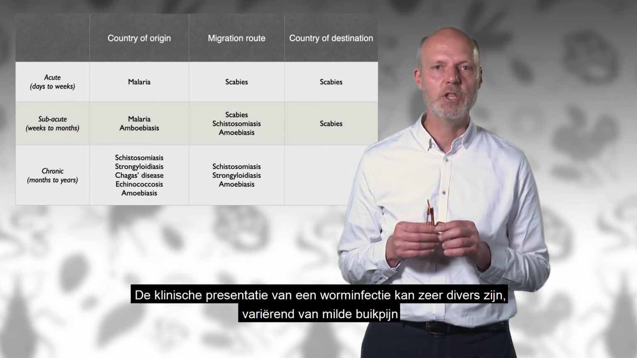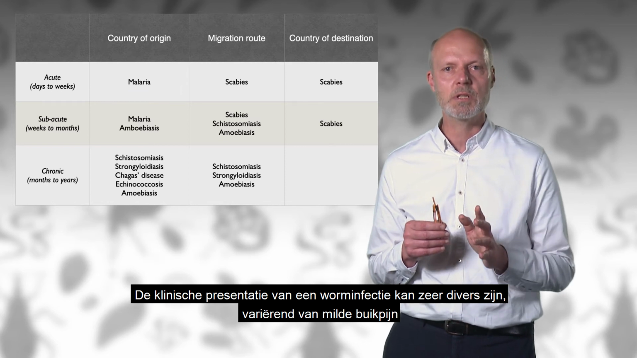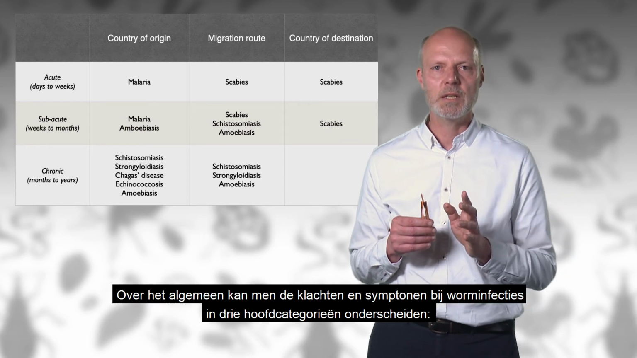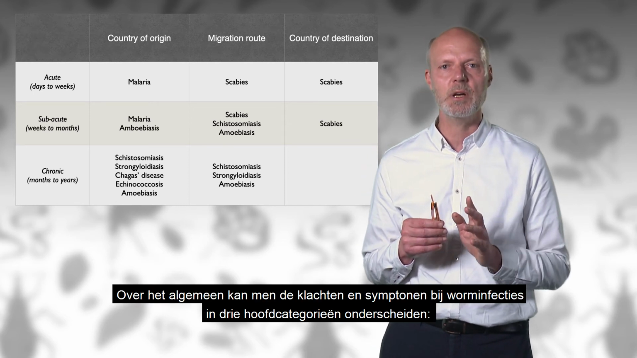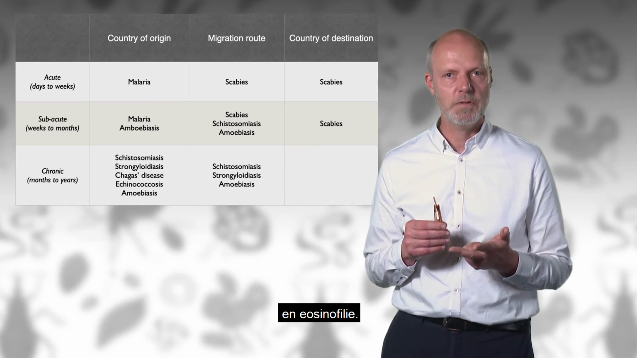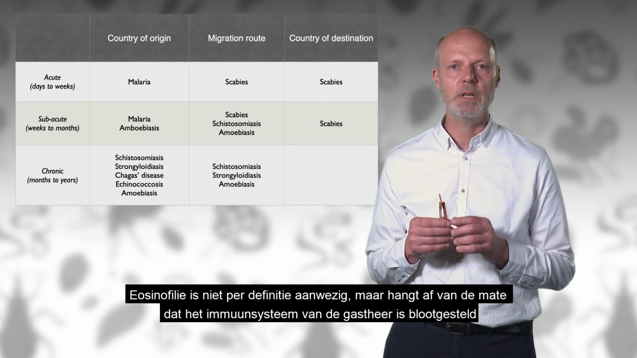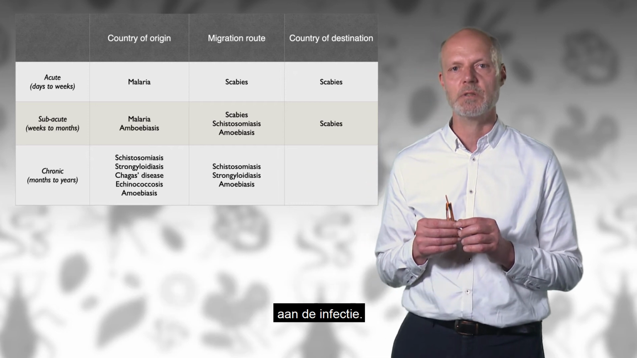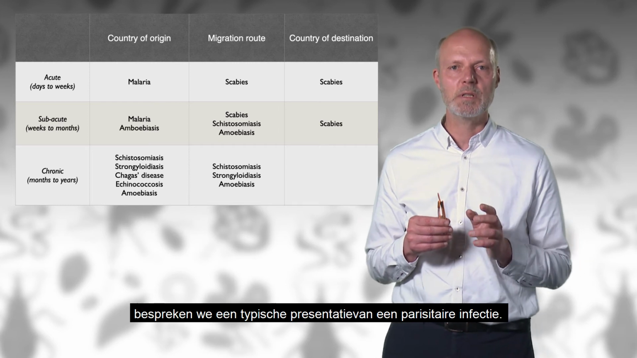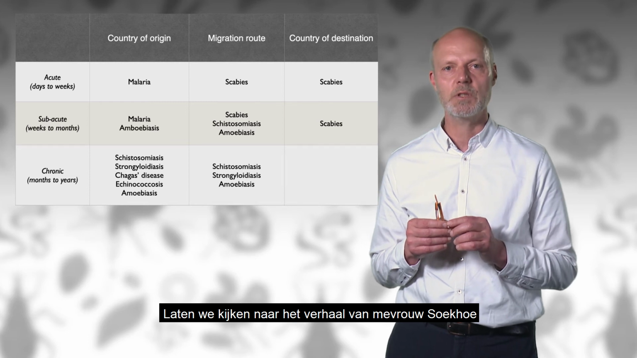The clinical presentation of a helminth infection is highly variable, ranging from mild abdominal discomfort to severe septicemia. In general, one can distinguish three main categories of signs and symptoms: abdominal pain, itchy skin rash, and eosinophilia. Eosinophilia may or may not be present depending on the level of tissue exposure to parasite antigens. In the remaining part of this video, we will discuss a typical presentation of a parasitic disease. Let's listen to the story of Miss Suku.